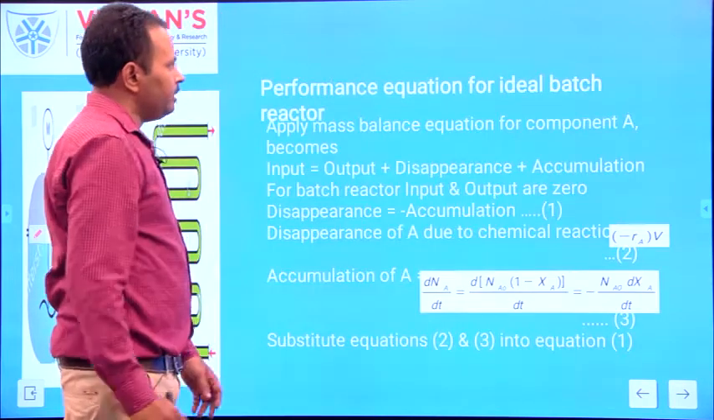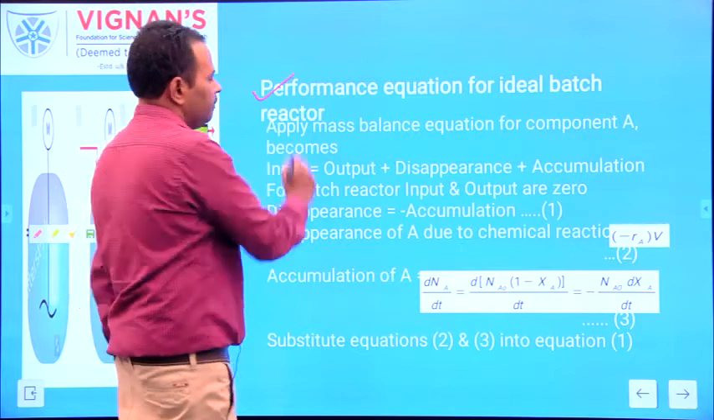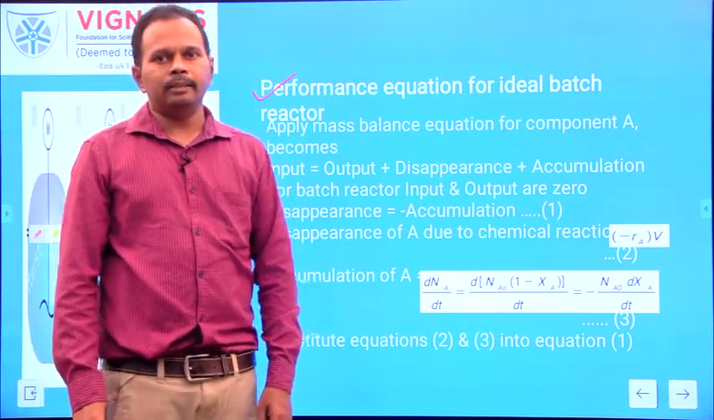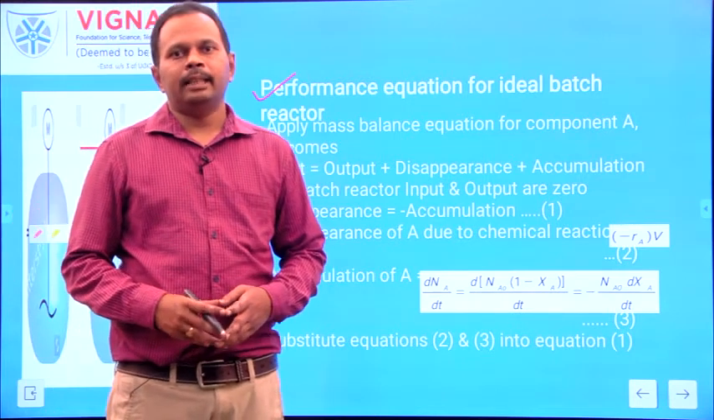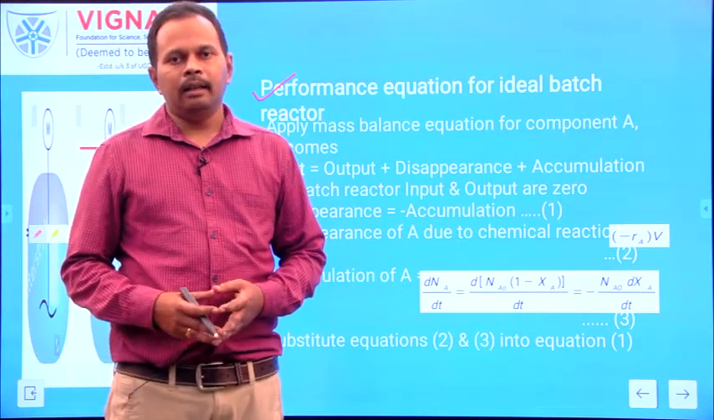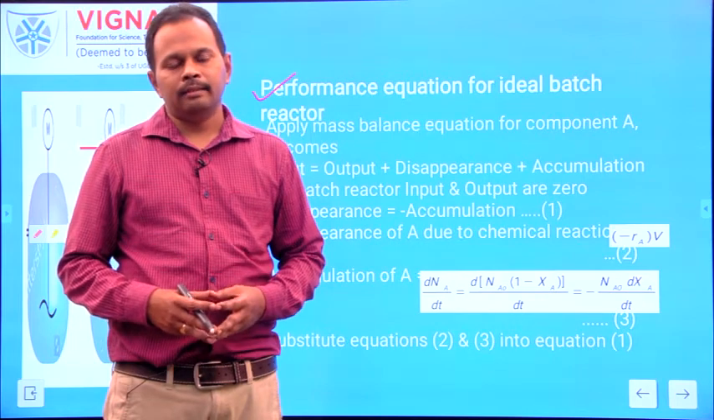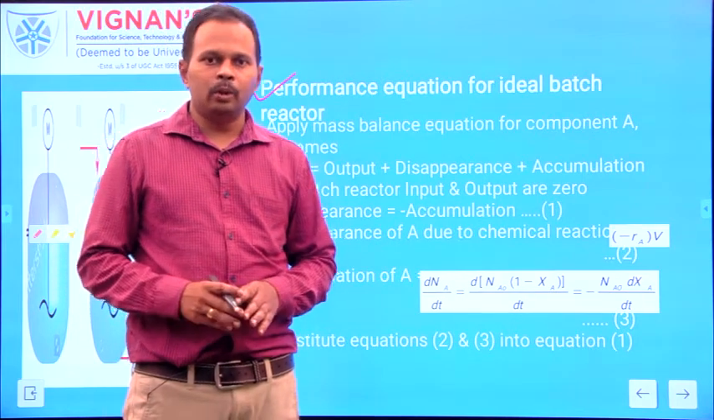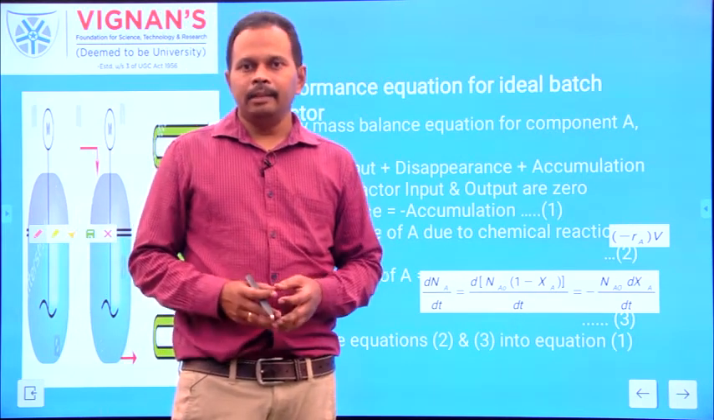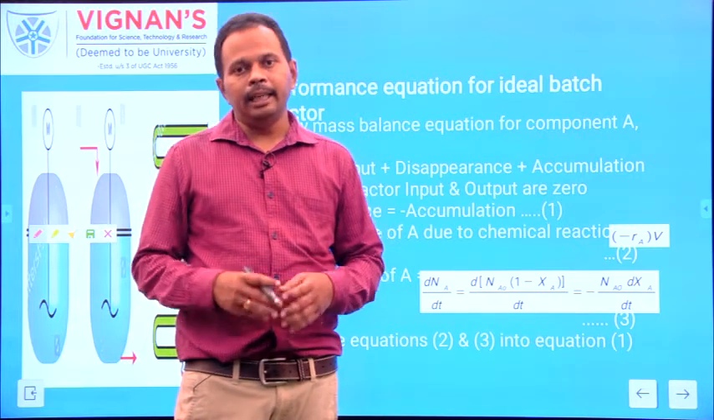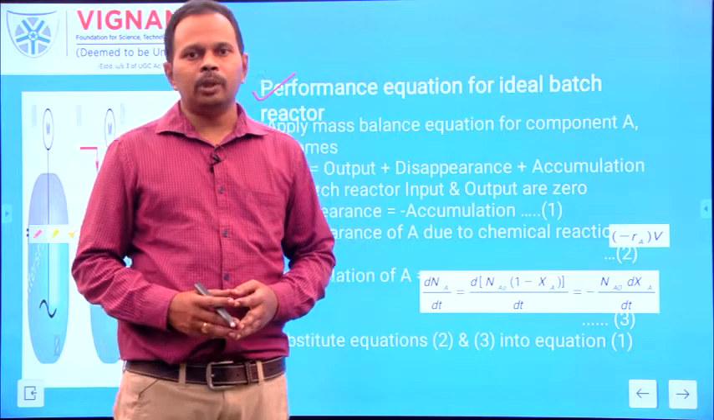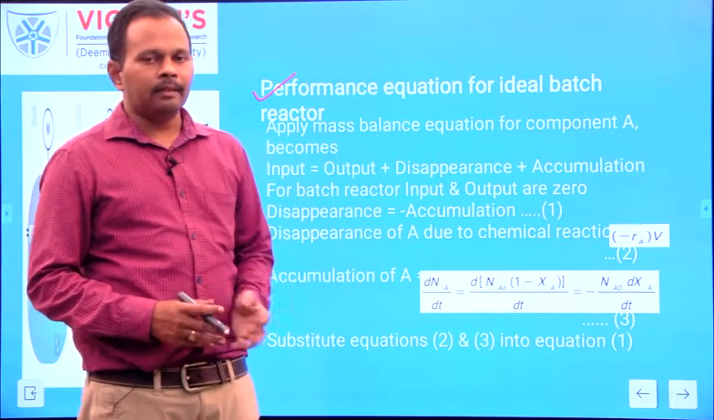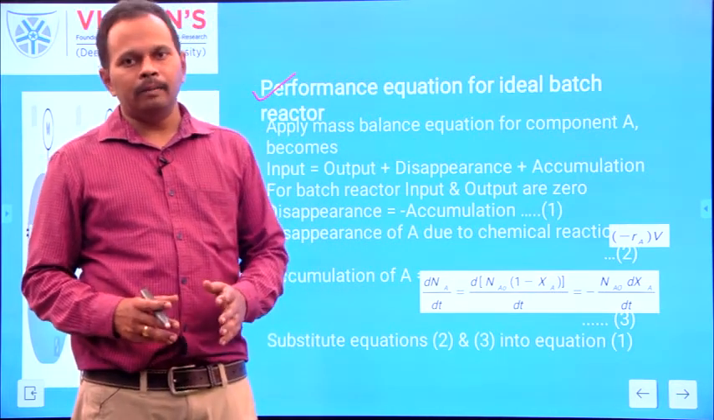Okay. Performance equation for ideal batch reactor. Very important one. For an ideal batch reactor, as already said, the concentrations vary with respect to time, but at any particular time t, the concentrations are uniform throughout the reactor. Since the concentration is uniform throughout the reactor, our material balance equation can be applied directly to the entire volume of the reactor.